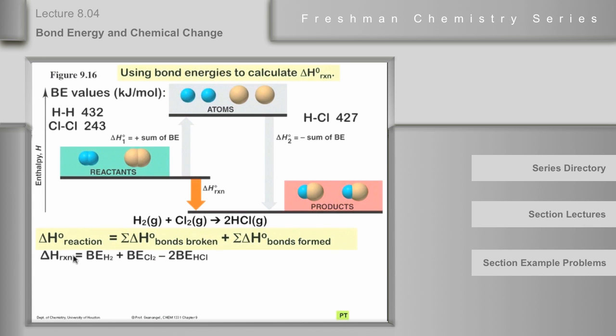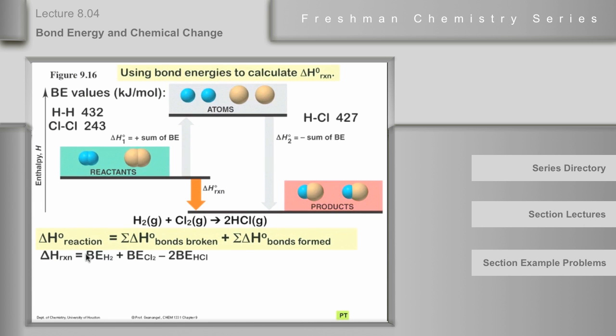So the delta H reaction, according to this method, is the bond energy of H2 plus the bond energy of Cl2 minus 2 times the bond energy of HCl. There's 1 mole of H2, 1 mole of Cl2, and 2 moles of HCl. So we have to put in the number of moles.